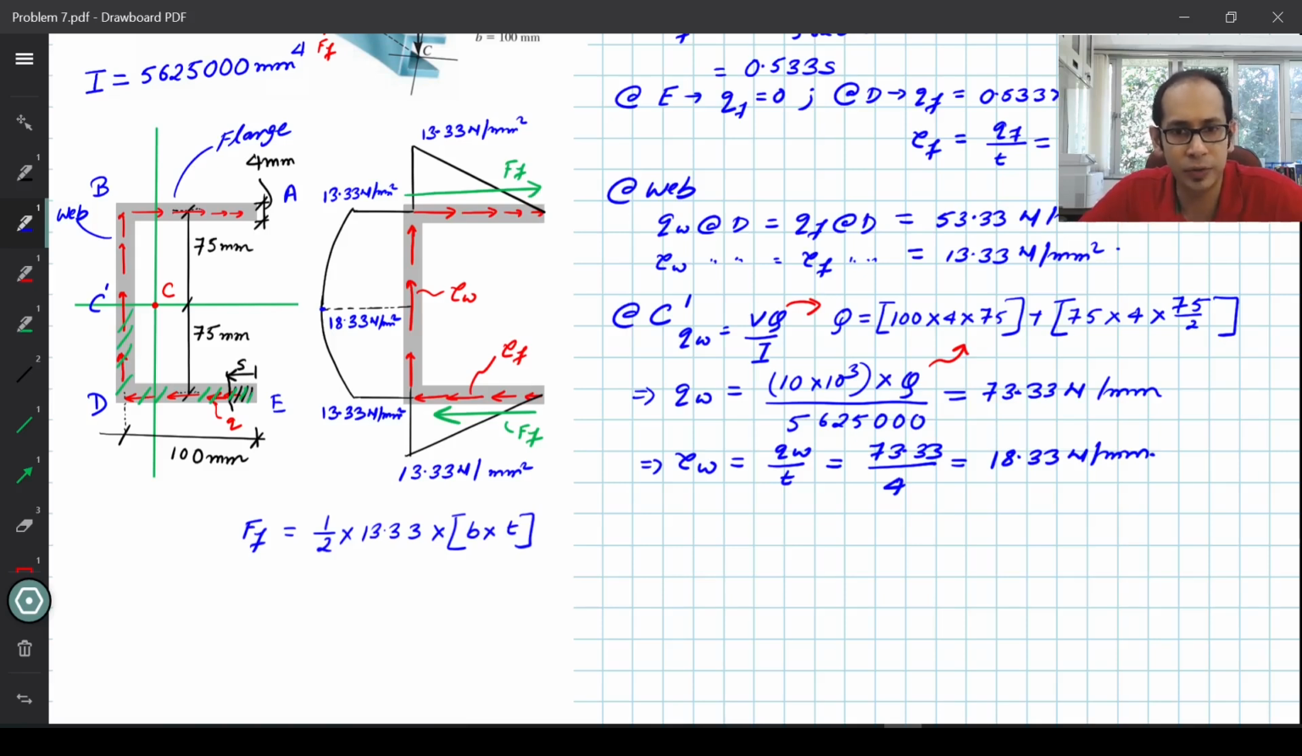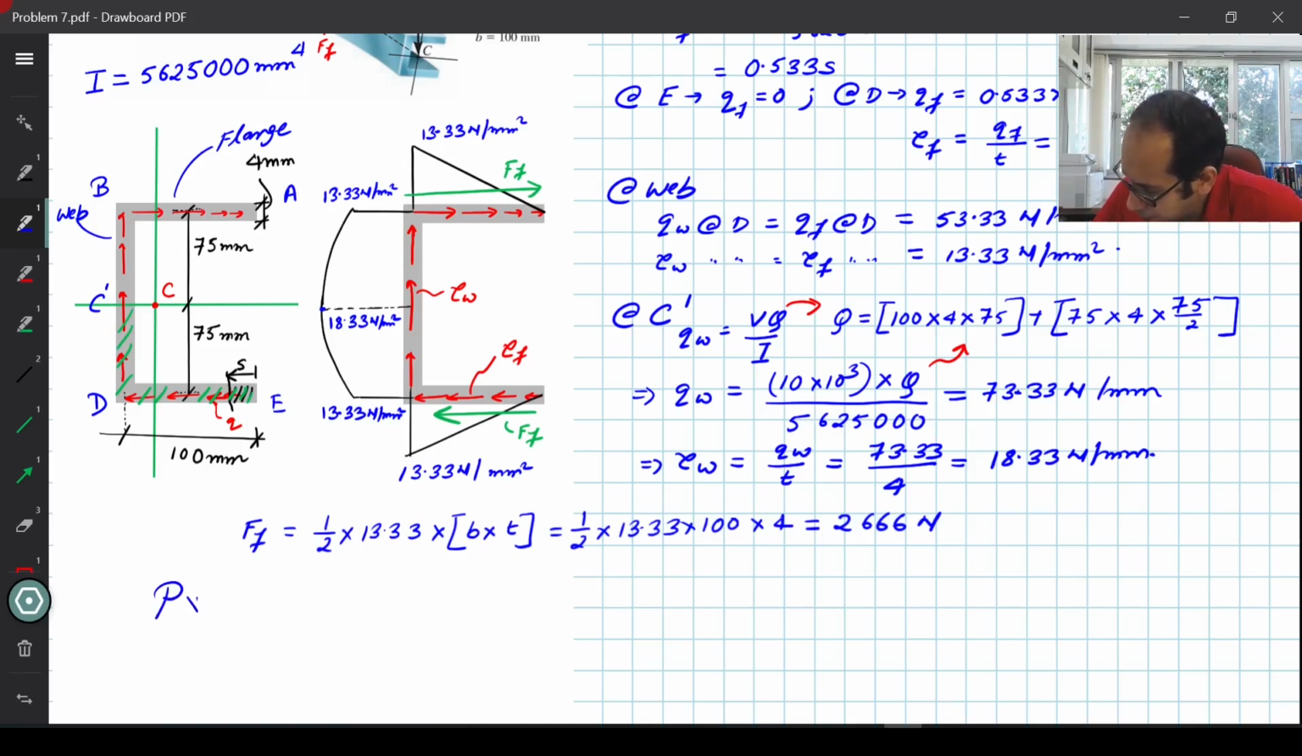But here your tau f is linearly varying, it starts from 0 over here and goes up to 13.33. That is why I have this half of 13.33. It's like the triangular load concept, right? It is half times 13.33, but the area over which it is acting remains the same, B times T. So if you plug in the numbers, let's see what we get. We get 2666 Newton.